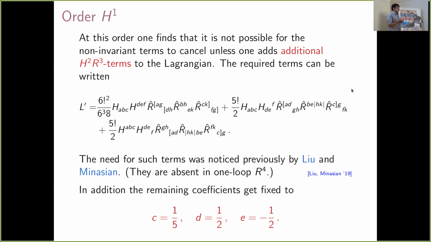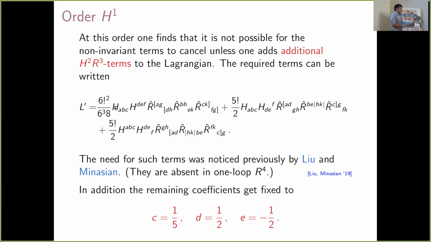And then we go to the first order in H. Here you find that it's actually not possible for the non-invariant terms to cancel unless you add something more to the 10-dimensional Lagrangian. What you have to add are terms of the form H squared R cubed. Specifically, it turns out that you can cast them in this form.